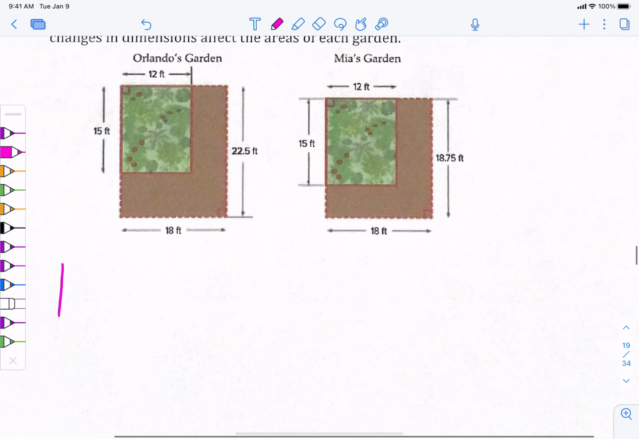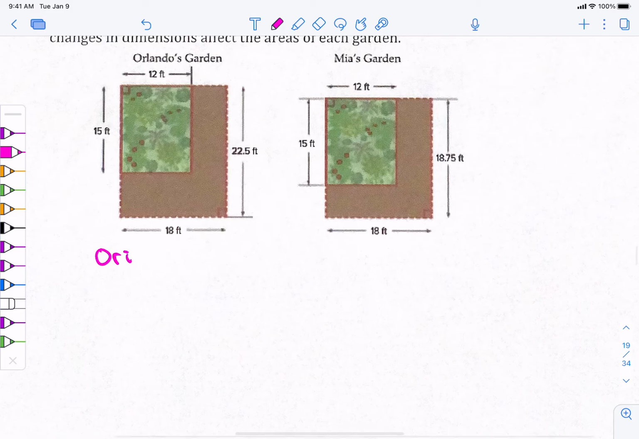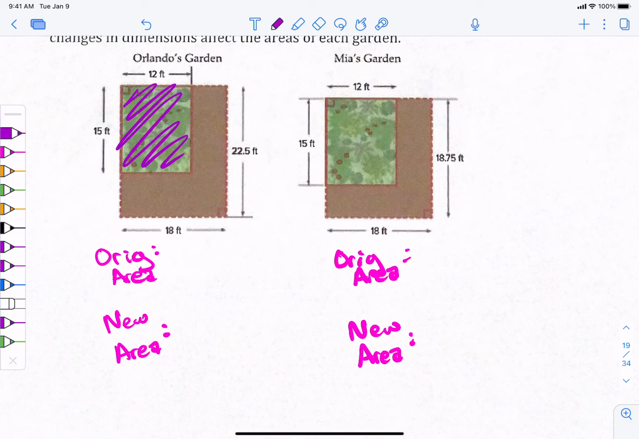All right. Let's just compare the areas, the original area and the new area. The original area is just the garden inside here, and that's a 12 by 15.